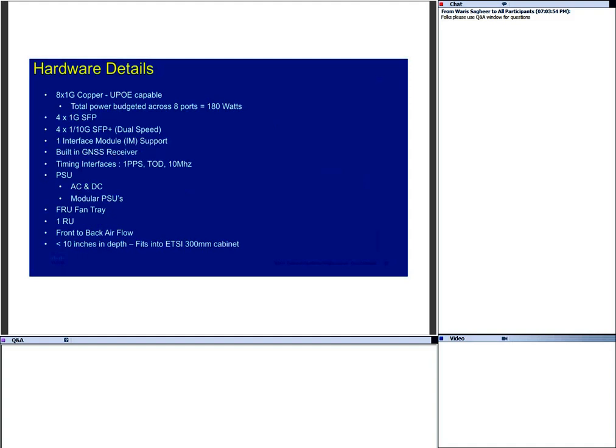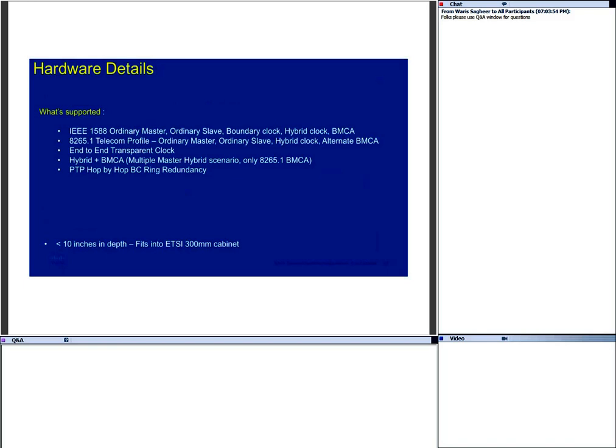Okay, so I'm going to just skip through this. You can just keep it as a data slide for now. From the timing support, since this router is targeted for cell site deployments, this is pretty heavy on timing, right? So when we talk about timing: 1588, ordinary, master, slave, boundary clock, hybrid clock, PMCA, telecom profile 8275.1, 8265.1 telecom profile, end-to-end transparent clock, PTP hop-by-hop, boundary clock, ring redundancy. So all the advanced timing features are going to be supported on this platform.